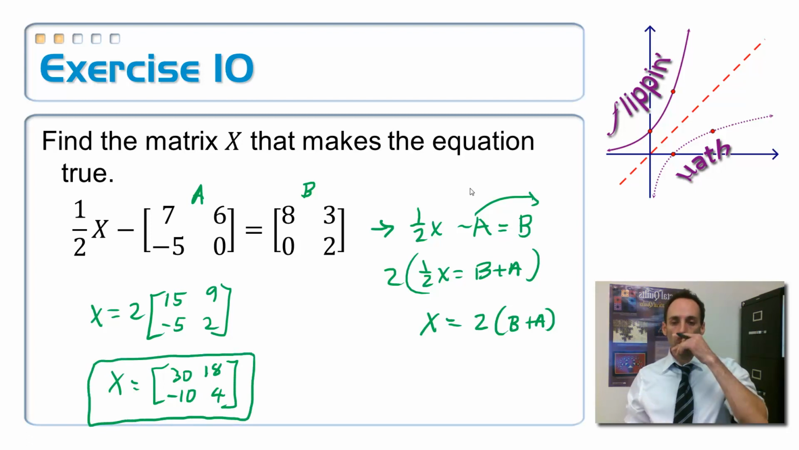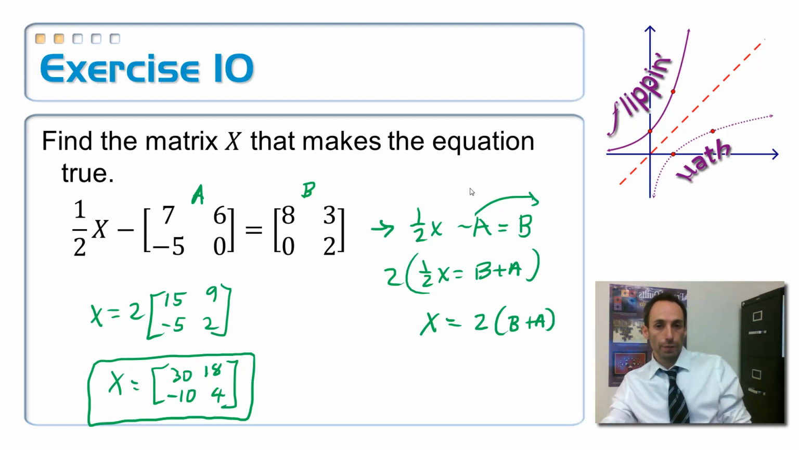So I did it that way with the little letters in the place of the matrices, just because then I wouldn't have to worry about writing all those numbers down each step of the way. I can just see what I'm supposed to do in terms of the A and the B to get my final answer.